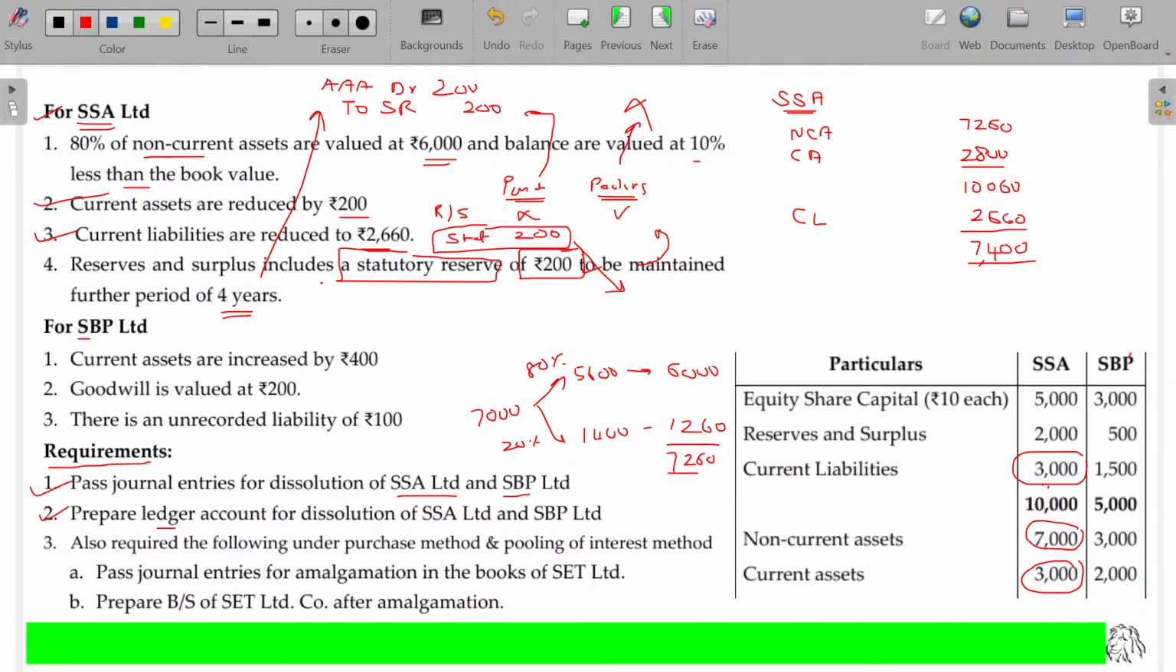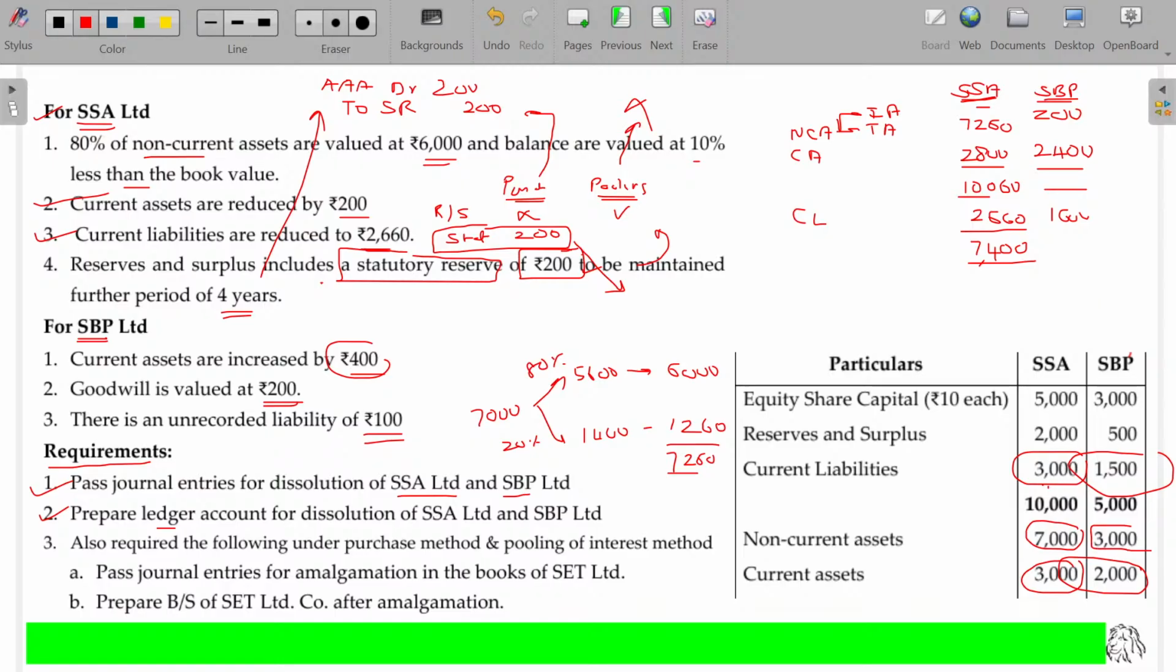Now, in case of SBB Limited, current assets are increased by 400. So we have current assets being 2000, now it is 2400. Goodwill is to be valued at rupees... Non-current assets, tangible assets and intangible assets. We don't have intangible assets here. Here we have the value being 200. There is an unrecorded liability 100, which can be included with 1500, so it becomes 1600.